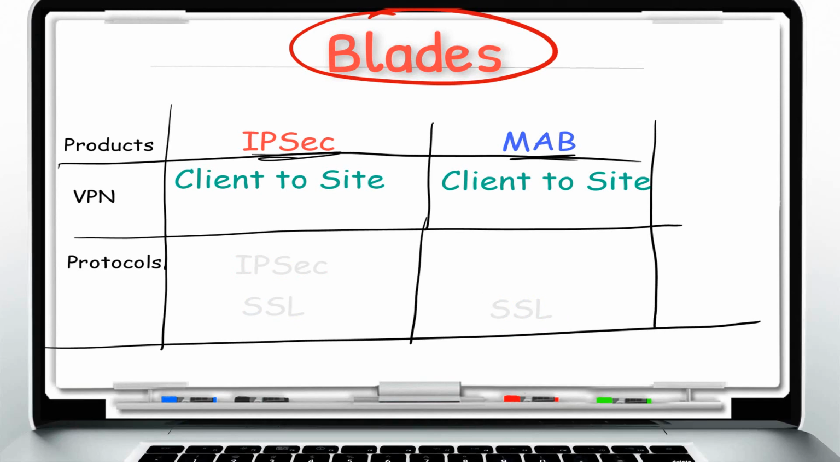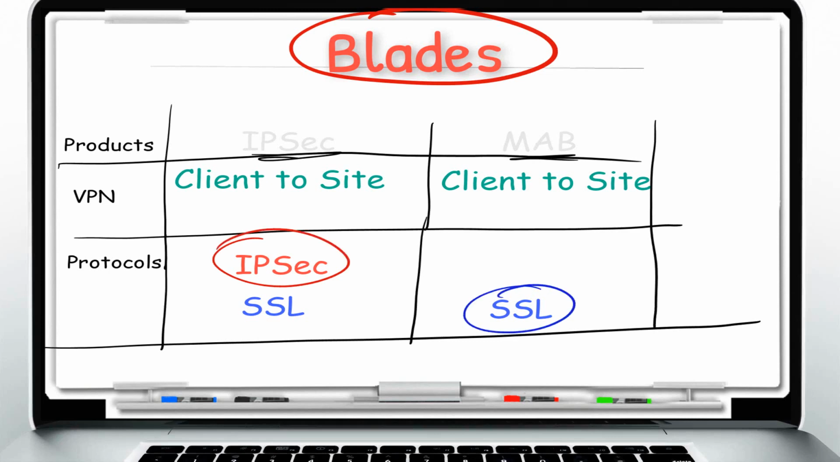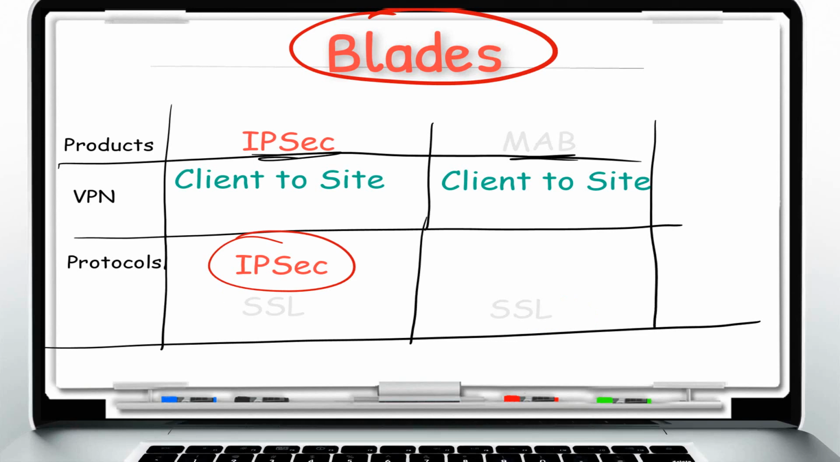do you want to use the IPsec VPN product or the Mobile Access product, since they both can do remote access VPNs? So the answer here is a little bit more complex. A sub-question would be, do you want to use IPsec protocols or SSL protocols? If you want to use the IPsec protocols, then you can only use the IPsec VPN blade.